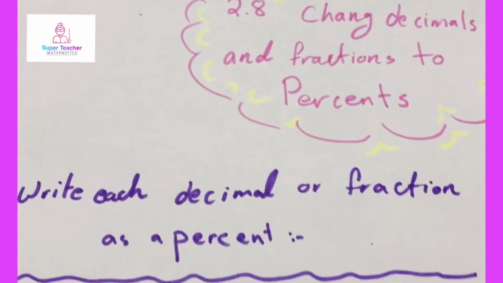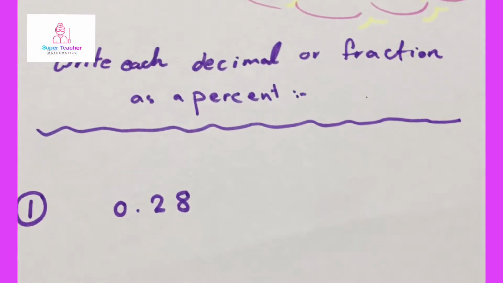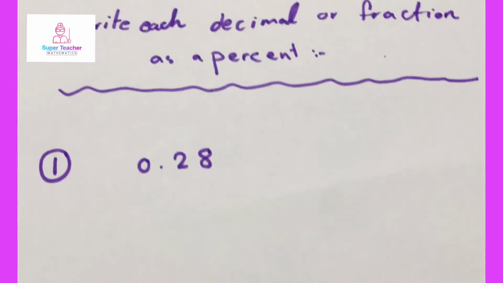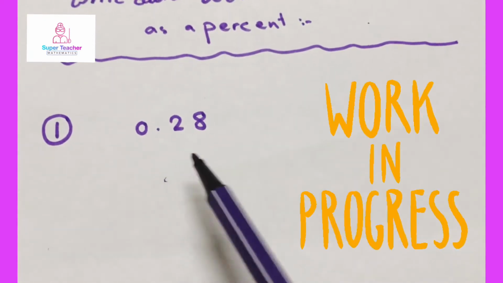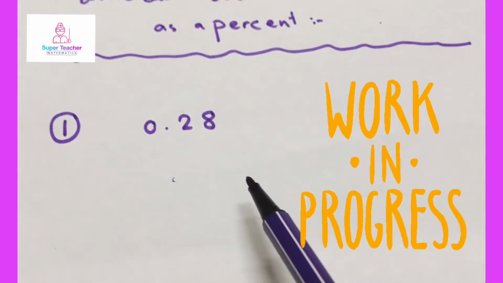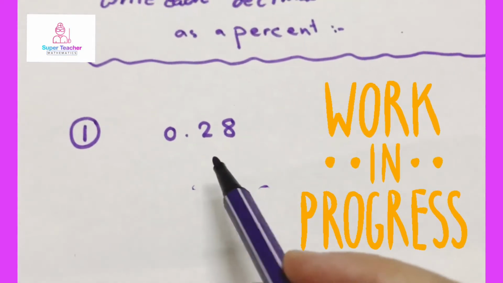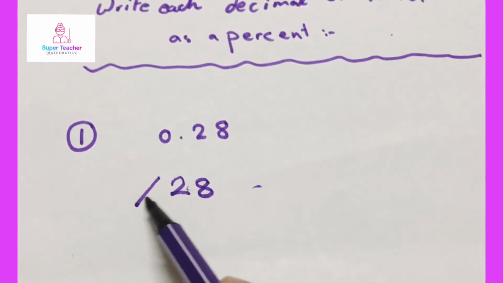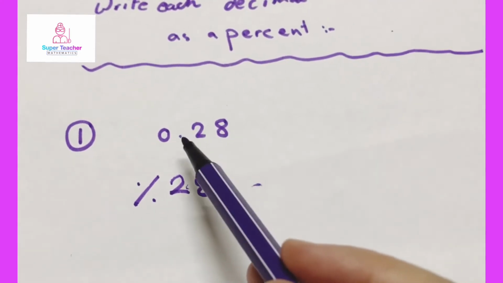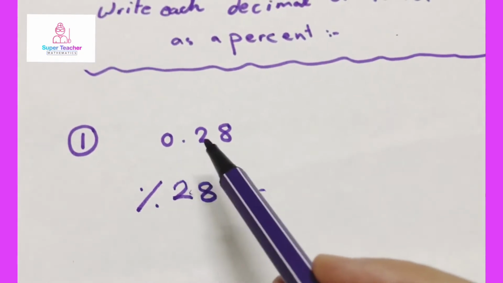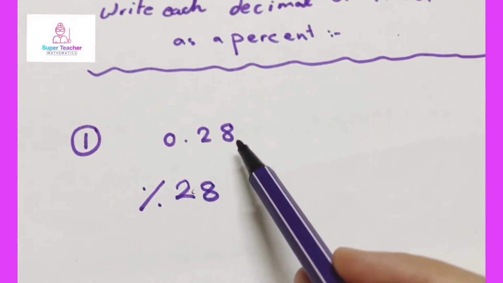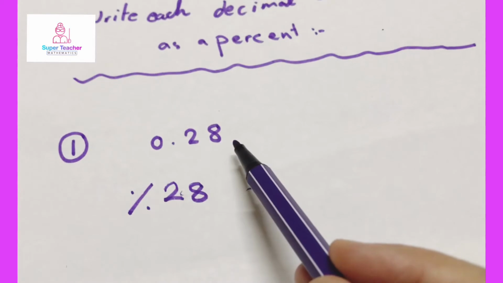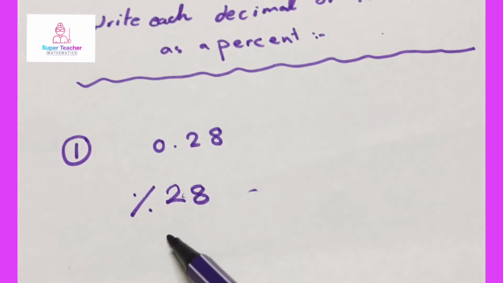Okay, let's start with the first question. Write each decimal or fraction as a percent. We have this decimal number 0.28. How am I going to change it to percent? I'll put 28%. And that's it, because I'm going to take the point outside. This is the inverse of what we did last time. Last time we moved the point twice to the left. Now we take it outside to the right and it will be 28%. That's it. Done.